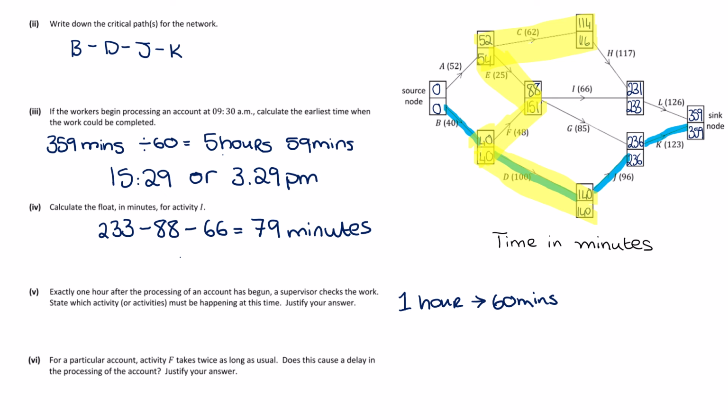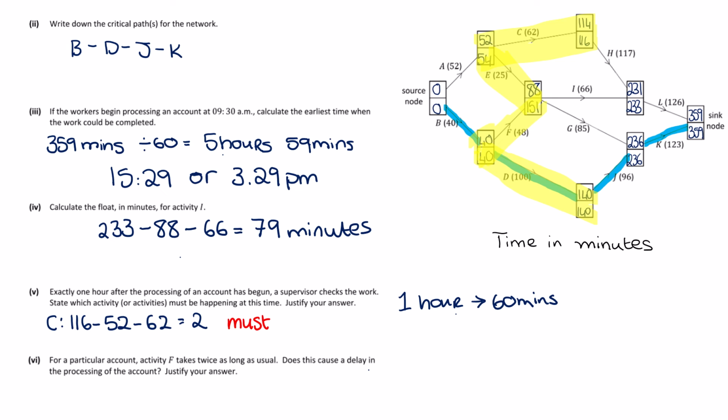So C takes 62 minutes. Let's actually work out our float for each. That's probably going to be the easiest way to visualize this. Our float for C is 116 minus 52 minus 62, and that gives us 2. So it only has a float of 2. It can't really be delayed much more. So C must be happening.